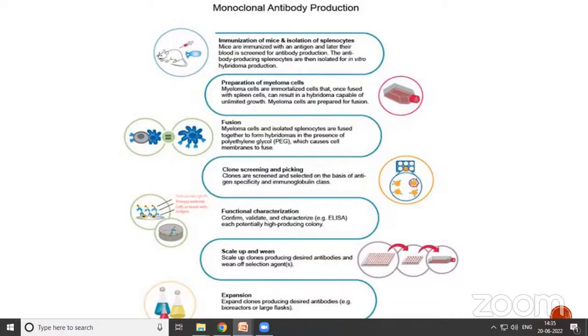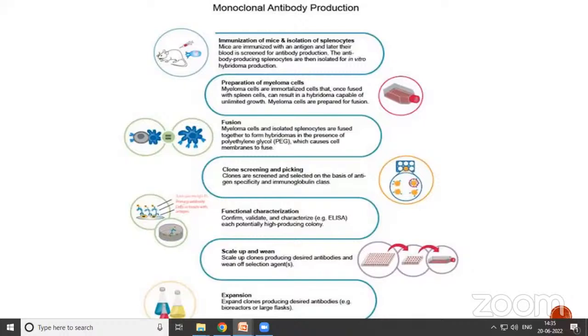The second step is preparation of myeloma cells. Myeloma cells are immortalized cells, capable of unlimited growth like cancer cells, and they are only capable of fusion with the spleen cells. Next, the process of fusion. Myeloma cells are fused with the isolated splenocytes in the presence of polyethylene glycol, PEG, which causes the cell membranes to fuse.